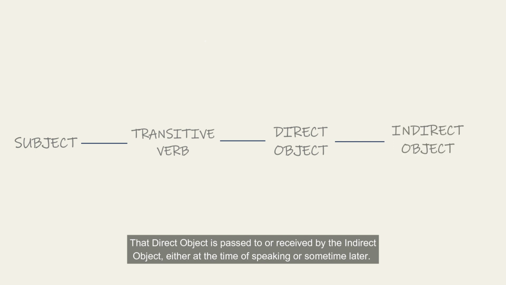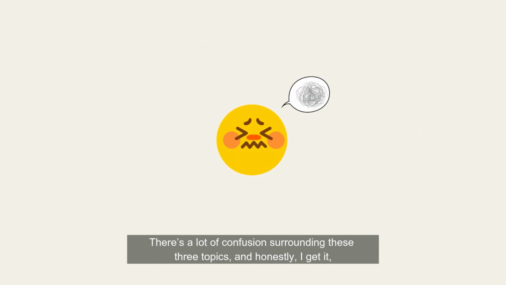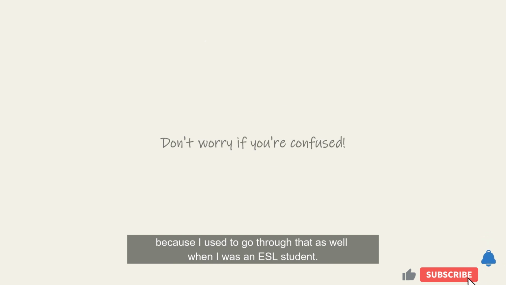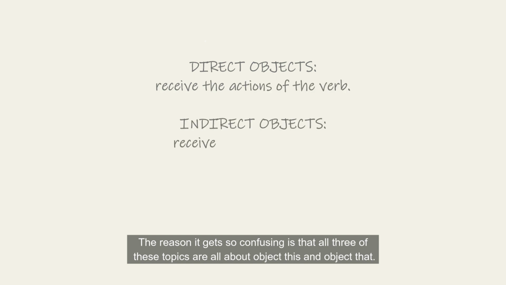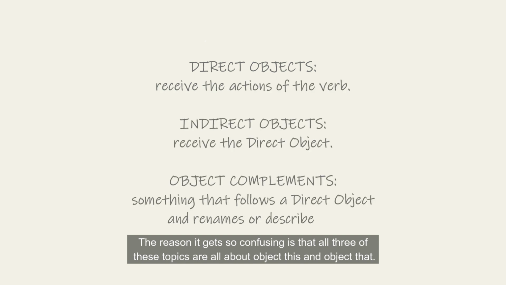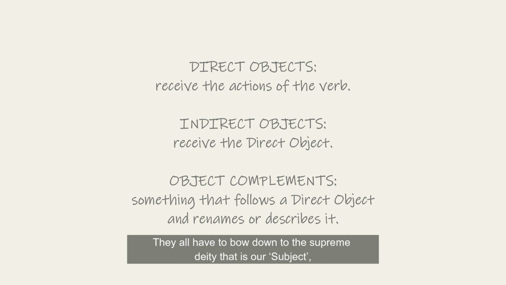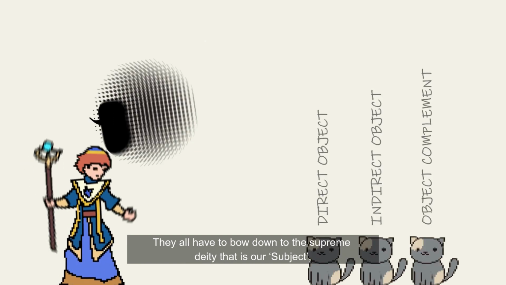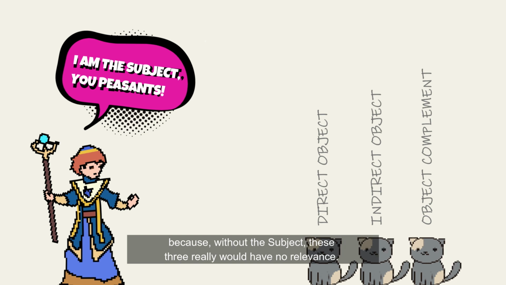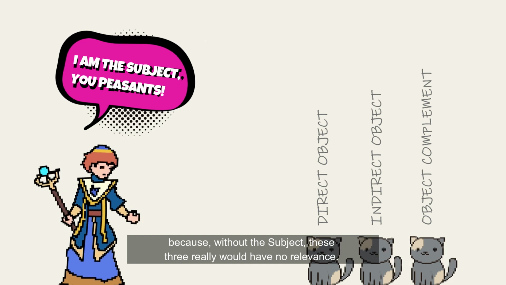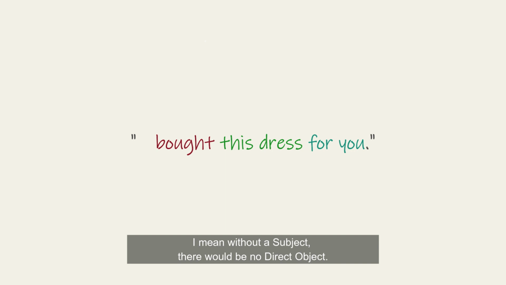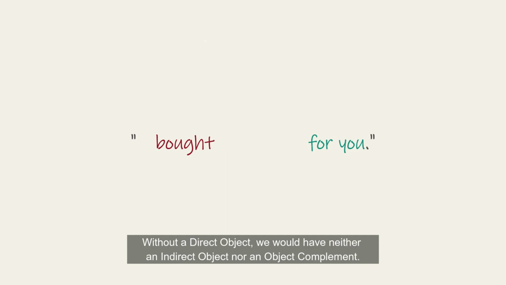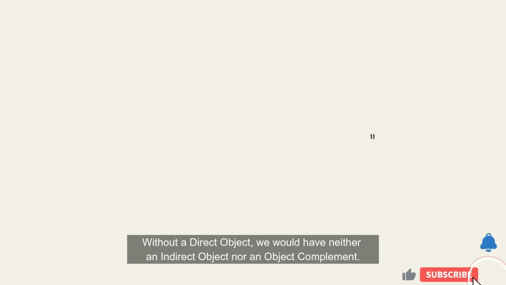There's a lot of confusion surrounding these three topics, and honestly, I get it, because I used to go through that as well when I was an ESL student. The reason it gets so confusing is that all three of these topics are all about object this and object that. They all have to bow down to the supreme deity that is our subject, because without the subject, these three really would have no relevance. I mean, without a subject, there would be no direct object. Without a direct object, we would have neither an indirect object nor an object complement.